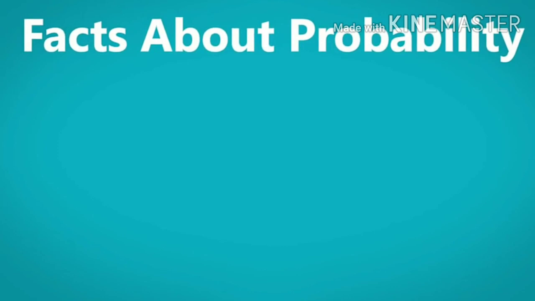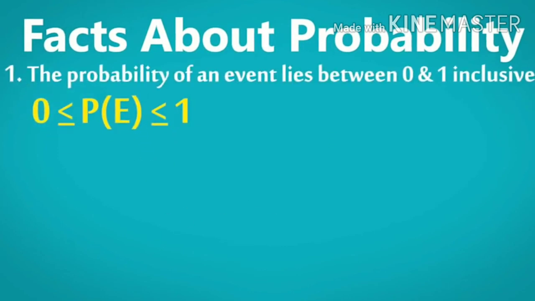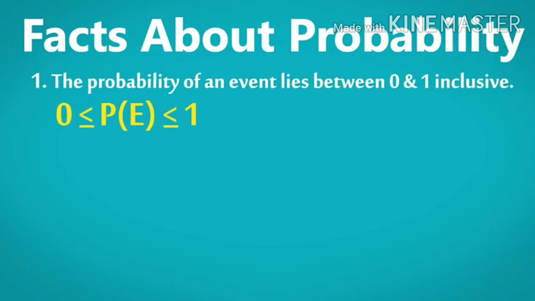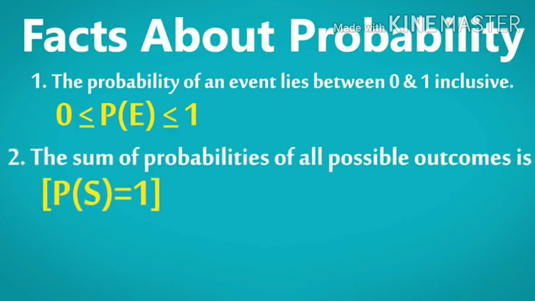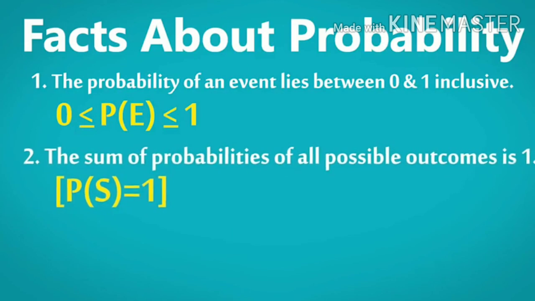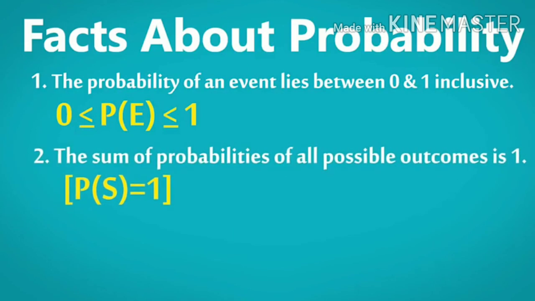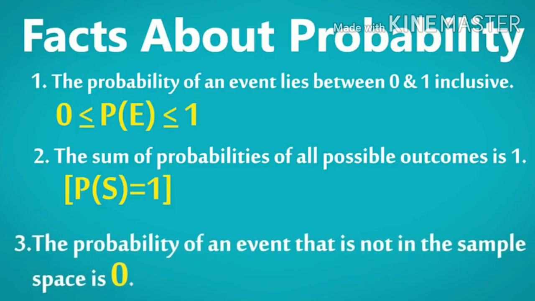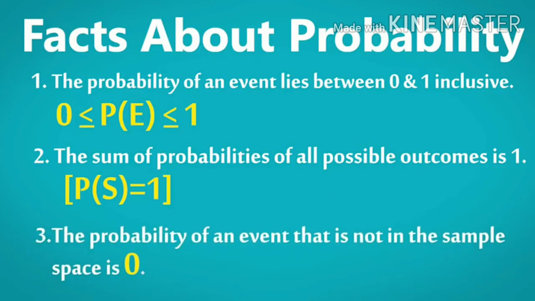Now, facts about probability. The probability of an event always lies between 0 and 1 inclusive. The sum of the probabilities of all possible outcomes is 1. The probability of an event that is not in the sample space is 0. Okay.